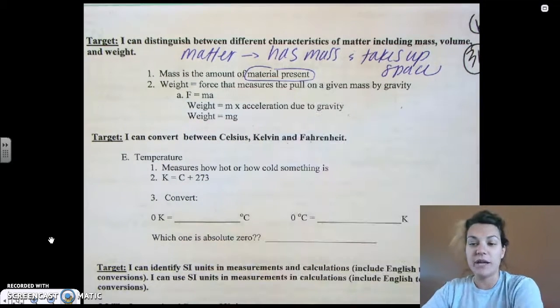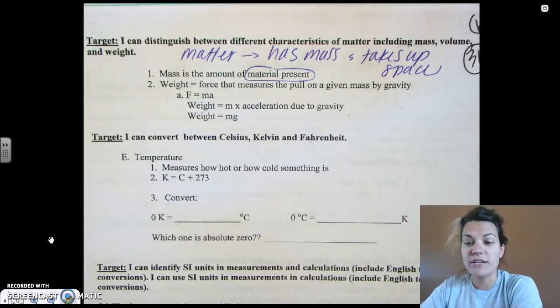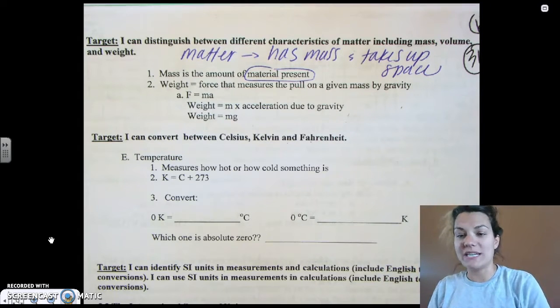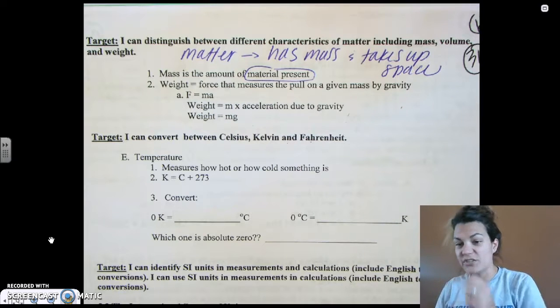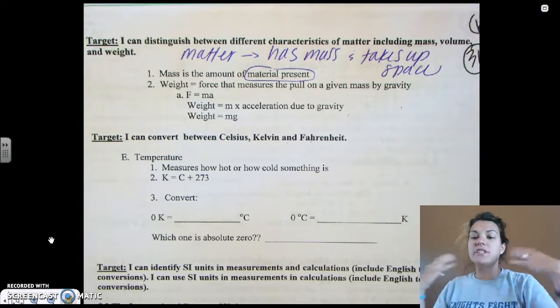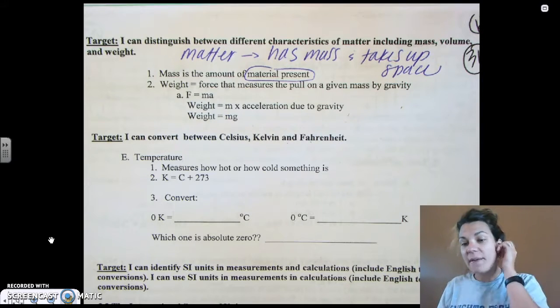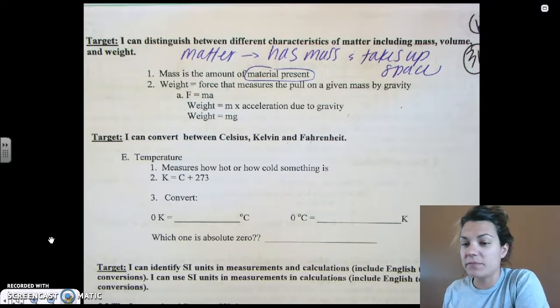Now this is really important that you pay attention to this. If I asked you the question, do you have any mass on the moon? I hope your answer is yes. Why? Because if you're on the moon, you're still made up of stuff, and that stuff just happens to be atoms, which we'll eventually talk about. So mass is how much stuff is present inside of a material. Anytime we're talking about how much stuff is present, we'll be talking about mass. If I tell you to mass something, I'm asking you to tell me how much stuff is there. Most of the time that's measured in grams.